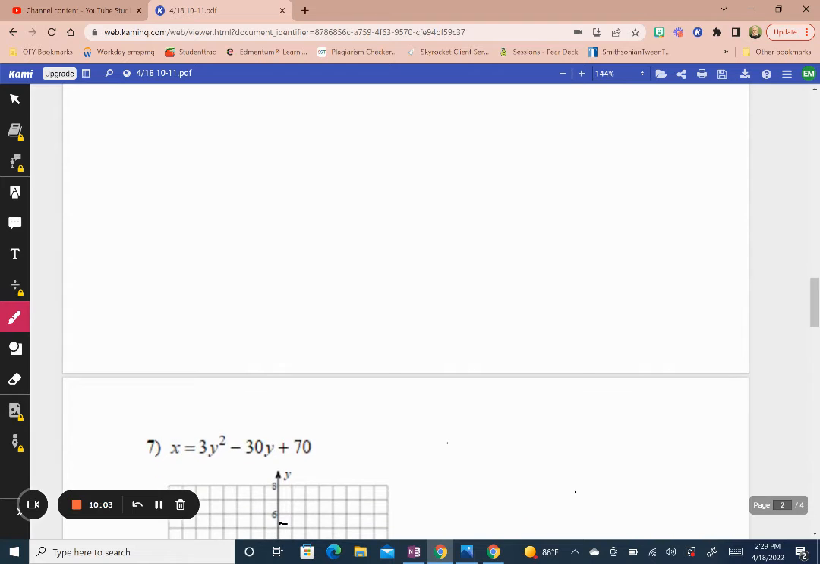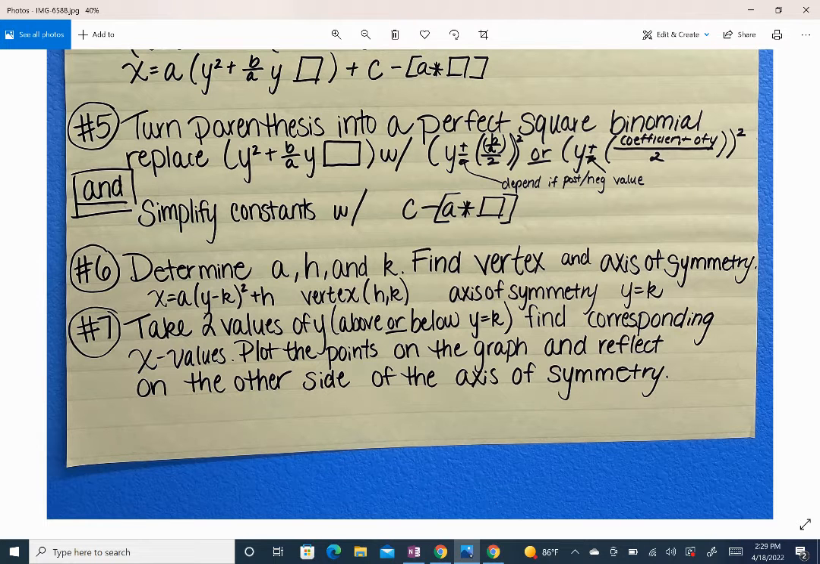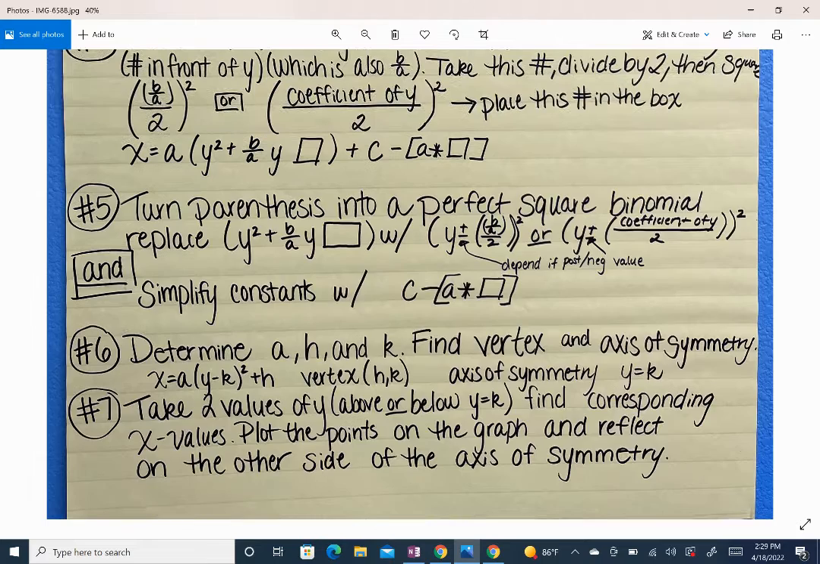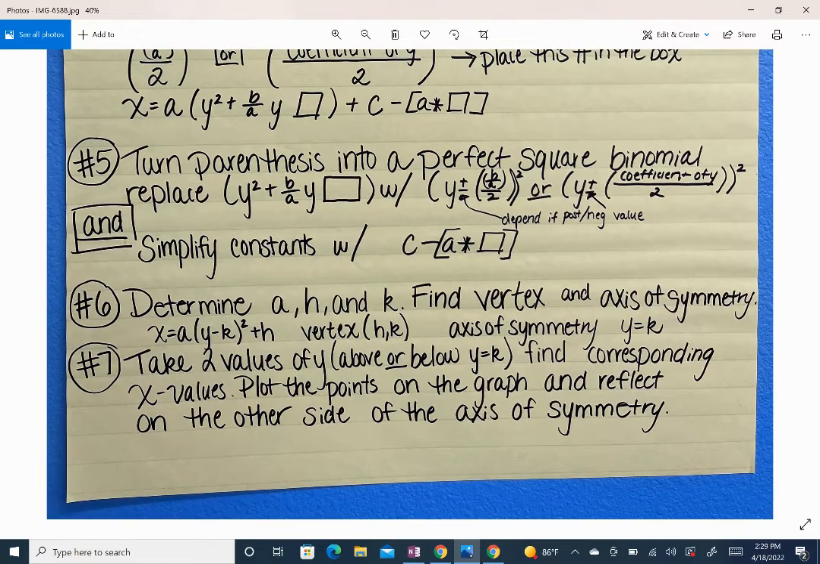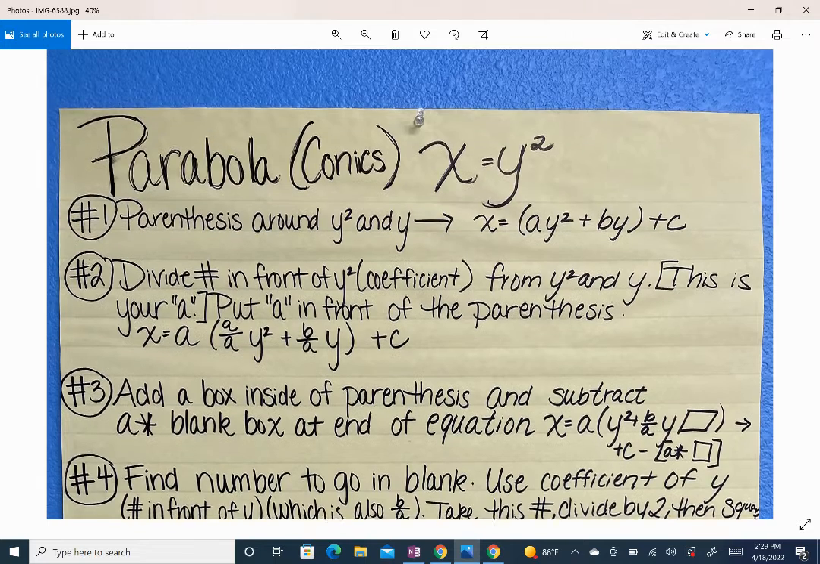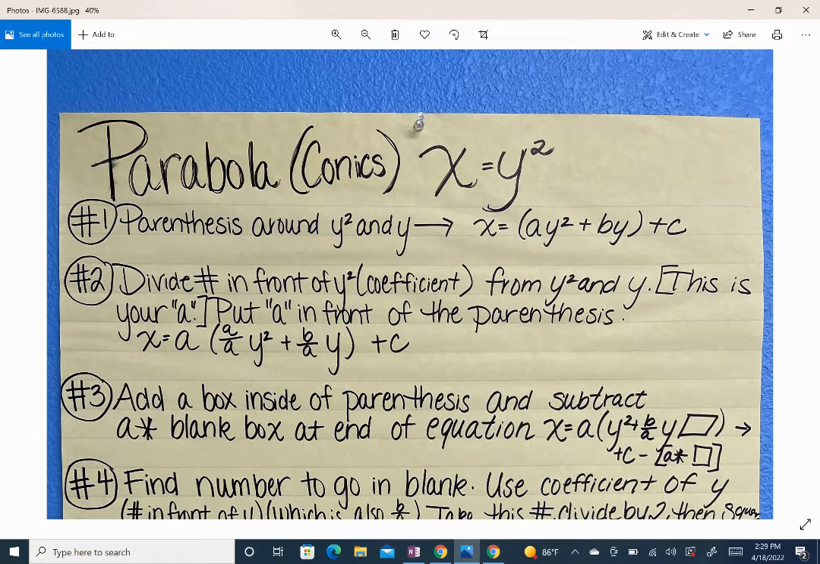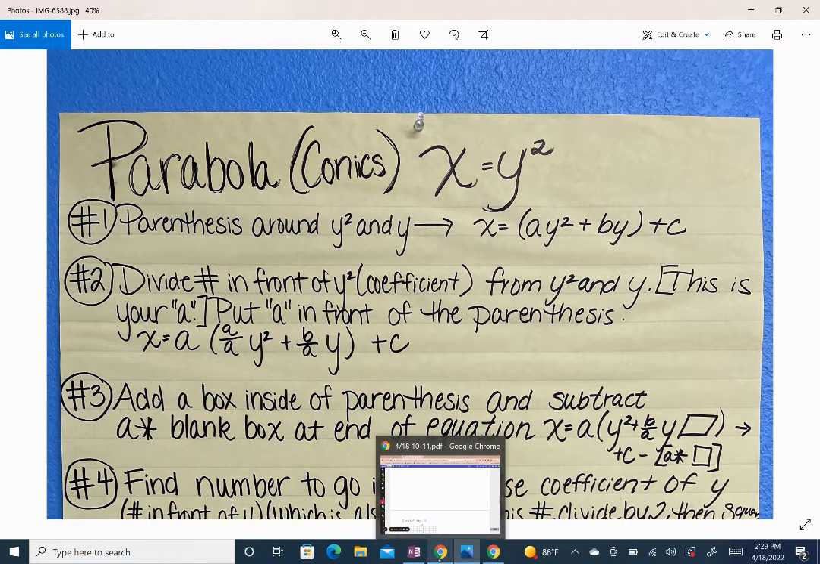Okay, so remember, those were our steps for 6 and 7. We were already at the step that we already had our vertex form. So now we're going to do everything, steps 1 through 5. Whew, what a doozy. Okay, so we're going to go ahead and start here.